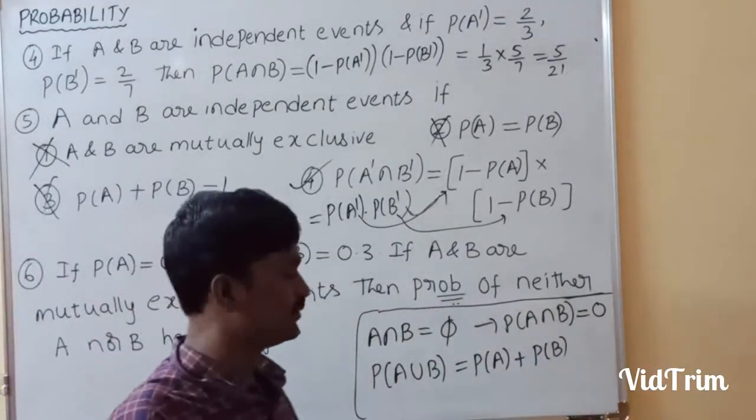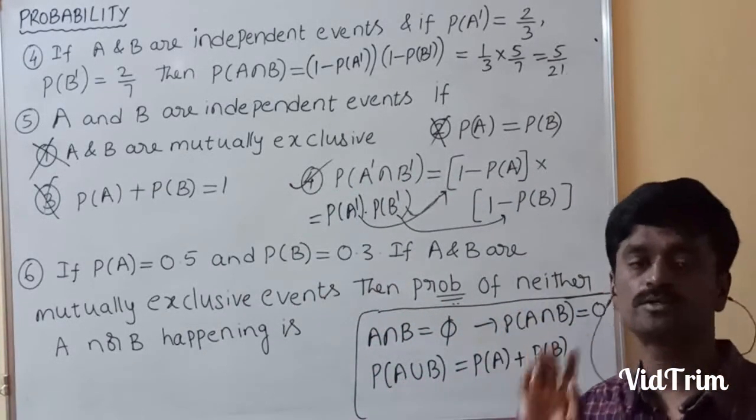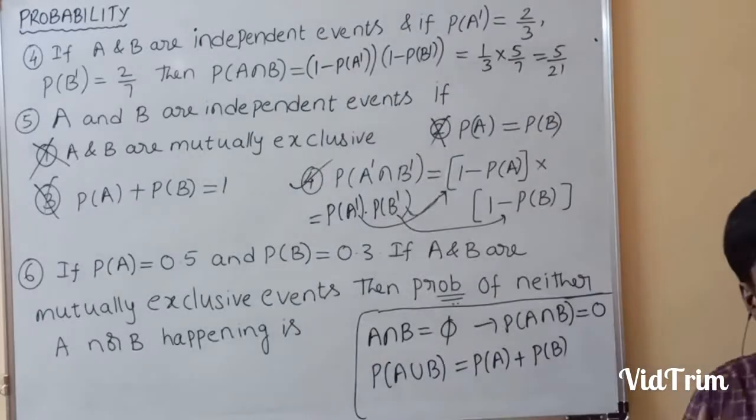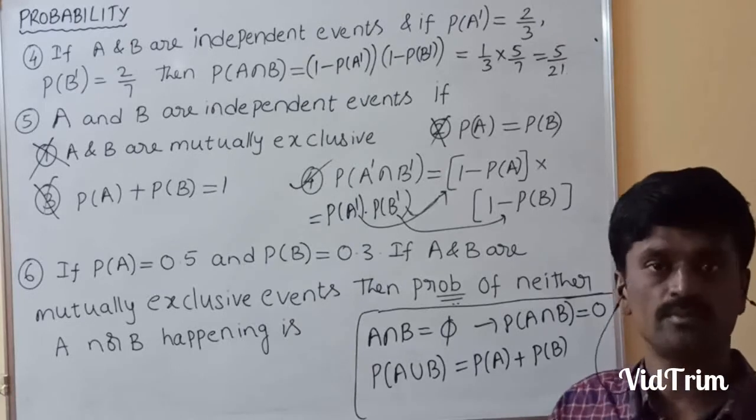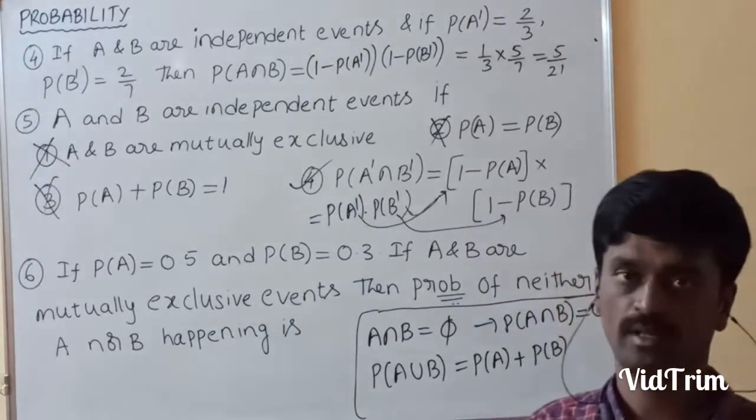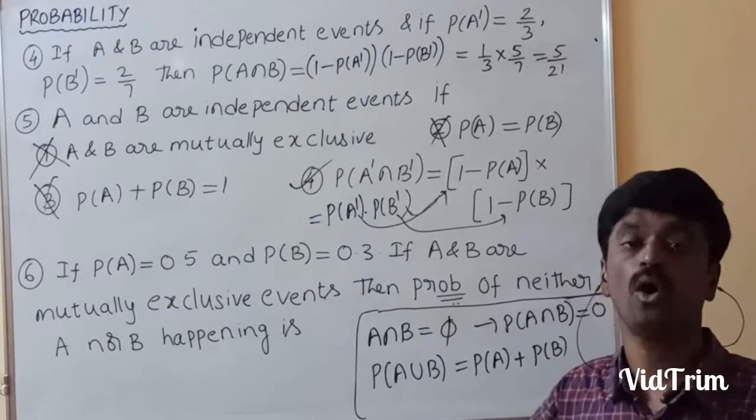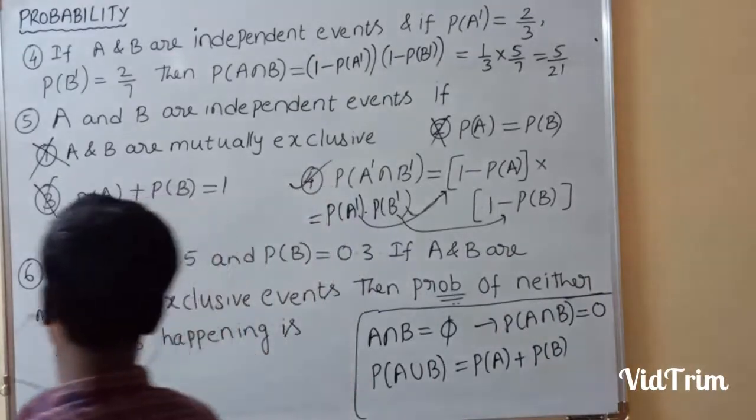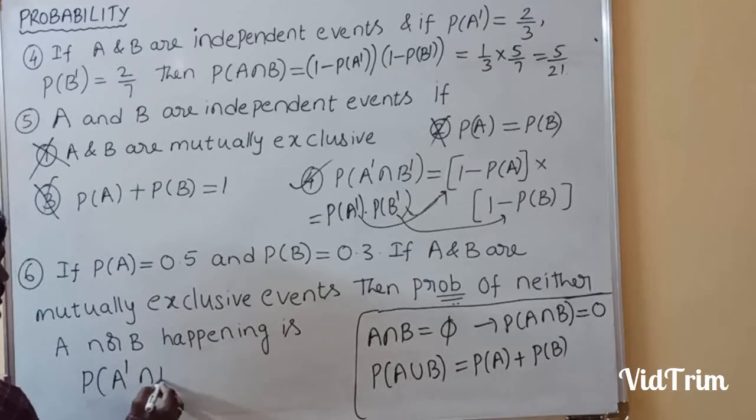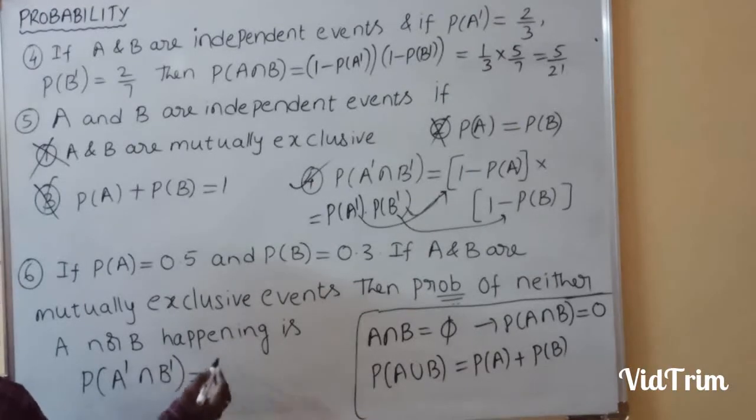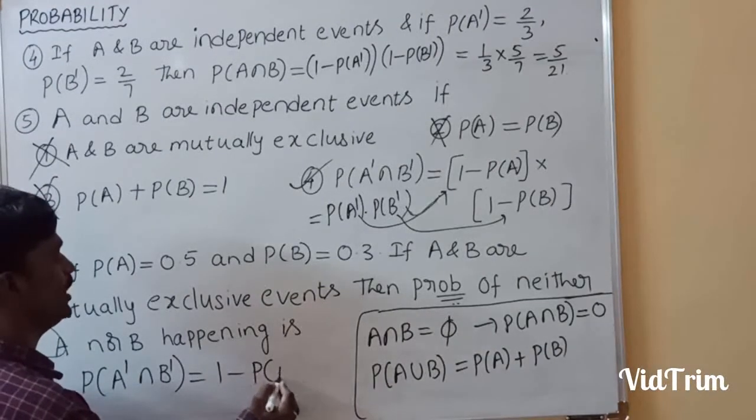Probability of neither A nor B happens. That means A is not happening and B is also not happening. A is not happening means which event is happening? A dash event is happening. And B is not happening means which event is happening? B dash event is happening. So neither A nor B happening means A dash and B dash are happening. So according to the question, we have to find probability of A dash intersection B dash, which is nothing but 1 minus probability of A union B.